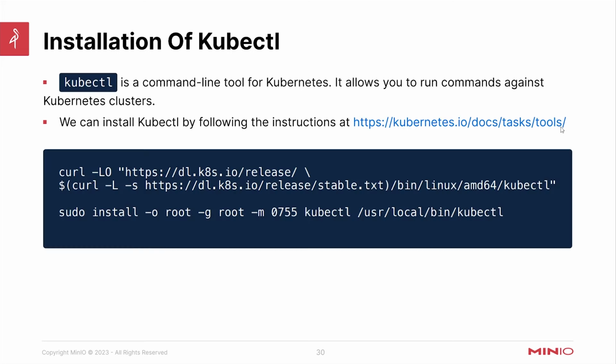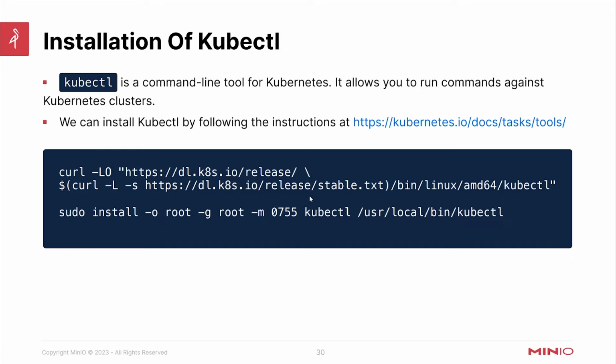Let's dive right into the next portion where we're actually going to install the kubectl command line. So kubectl is a command line tool for Kubernetes. It allows you to run commands against Kubernetes clusters, and you can install kubectl by following the instructions at the link here on the screen. We'll also put that link in the description, but this is the basics of that command.